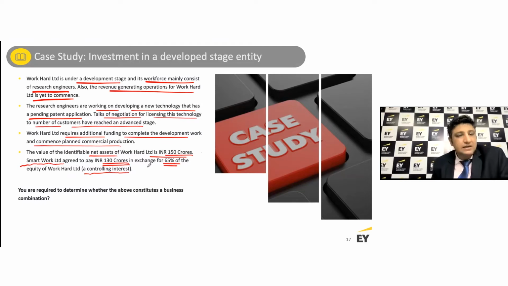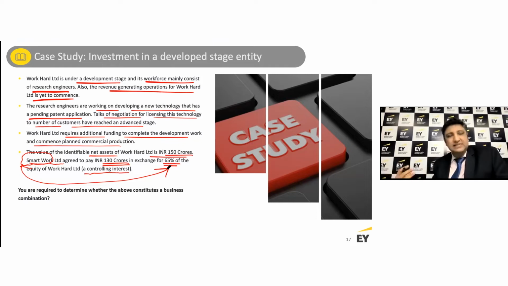Now this is referred to as a controlling interest. We have not discussed the term controlling interest, but we can safely say Smart Work Limited is willing to acquire the business and have a 65% shareholding in that particular business, right? A majority shareholding, and probably it would be able to exercise its power or control over the business of Workhard Limited. The question is, you are required to determine whether the above constitutes a business combination or not.